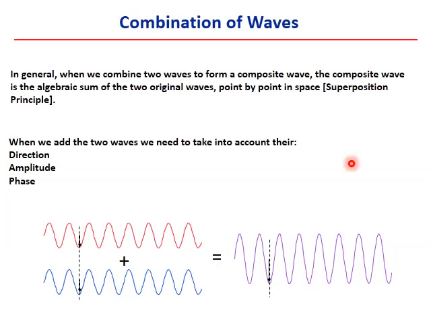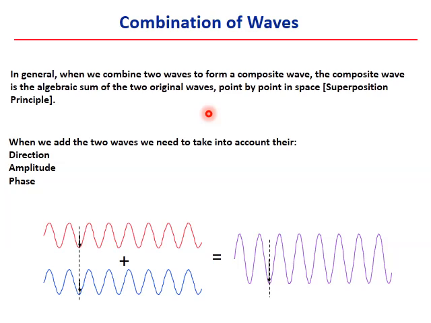Now we will be considering the combination of waves, and we are in a position to state the superposition principle. In the case of waves, when we combine two waves to form a composite wave, the composite wave is the algebraic sum of the two original waves, added point by point in space. That is my superposition principle.